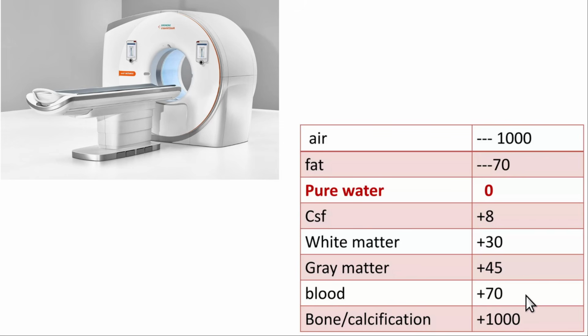Okay, this video is how to read a head CT or a brain CT. Here is a CT scanner, and the patient lays on this table. Then the table moves into the scanner.